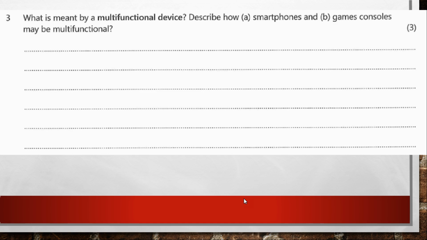What is meant by a multifunctional device? This has come up in other exam questions, so it's a good chance to revise. Describe how smartphones and game consoles may be multifunctional. You need to know the word multi, which means many, and functional, functions: many functions. Have a think about that one.